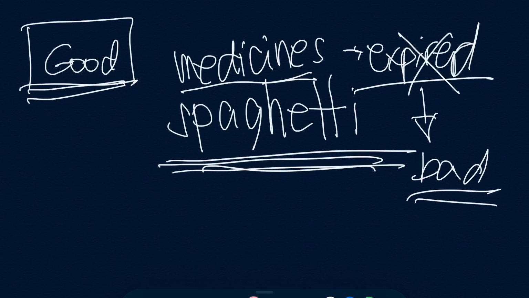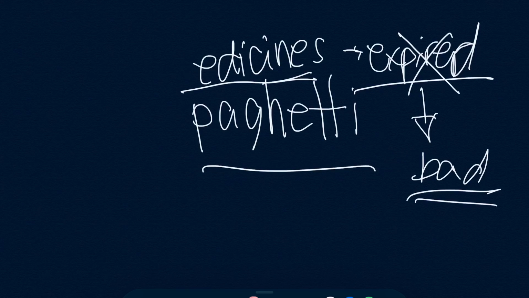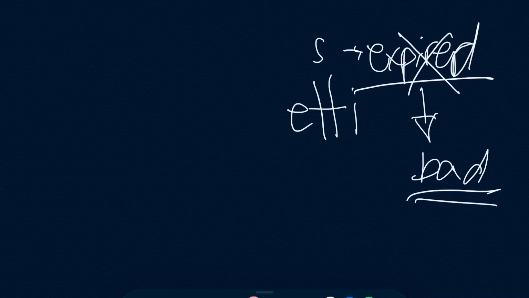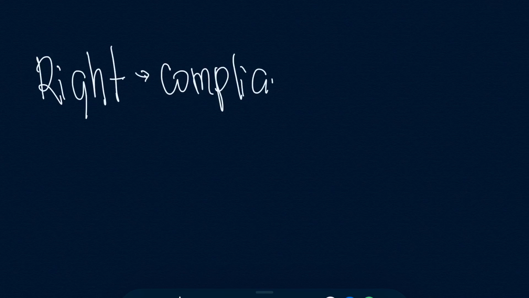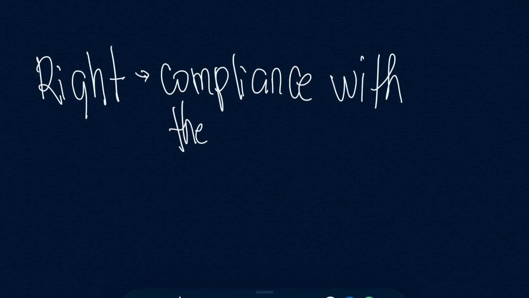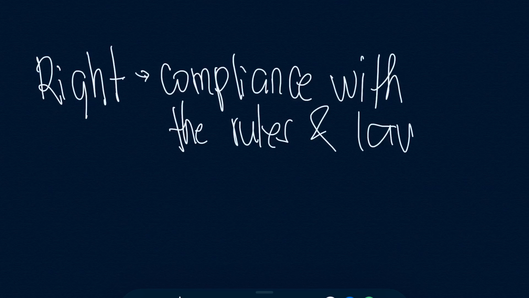Okay? So, burahin na muna natin ito because we will be now discussing about the right. Ano nga ba yung right? Kasi kanina na-discuss natin yung good. Ngayon, ito namang right. Sabi natin kanina, right has something to do with compliance with the rules and laws. Ayan. So, yan ang right.